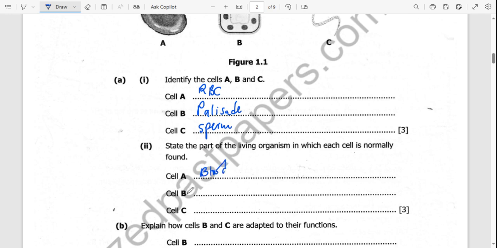How about a palisade cell? Where is it found? In a leaf. How about a sperm cell? Where is it found? Going to be found in the testes, alright? If you want, you can be more specific. They are made, of course, in the seminiferous tubules. That's where you are going to find the sperms. But let's just say testis. Or more general, you can say male reproductive system.